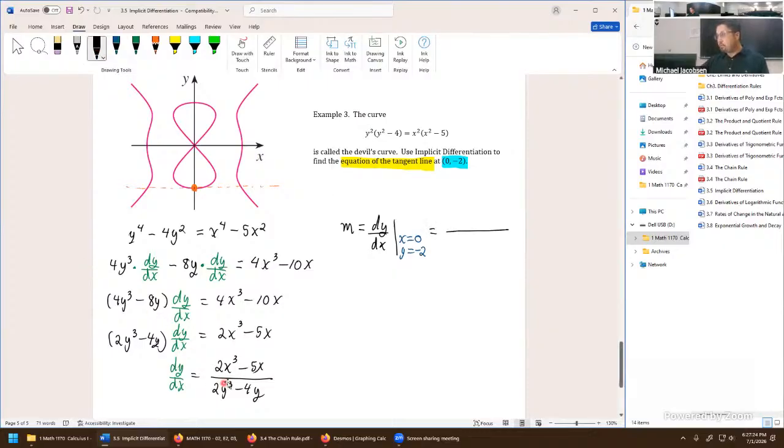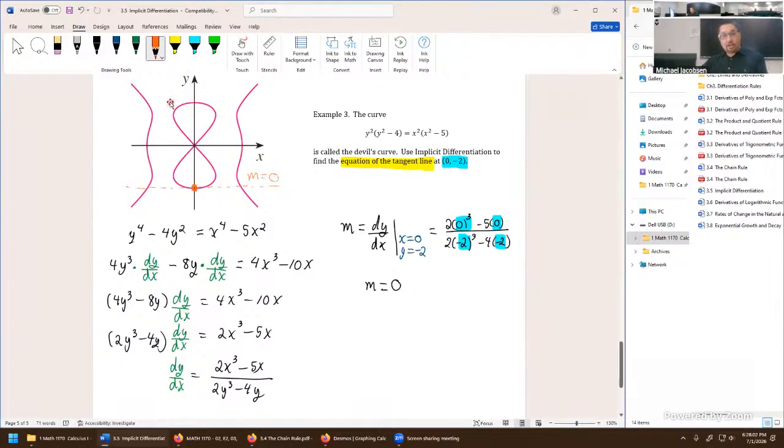So plugging that in, we're throwing in 0 for x's. So this is 2 times 0 cubed minus 5 times 0. And then down below, we're throwing in -2 for y's. So this is 2 times -2 cubed minus 4 times -2. But with what we have going on in the numerator, the whole thing is 0 since the numerator is 0. And that's what we were probably predicting here. If you have a horizontal tangent line, that does mean the slope is 0 on this.